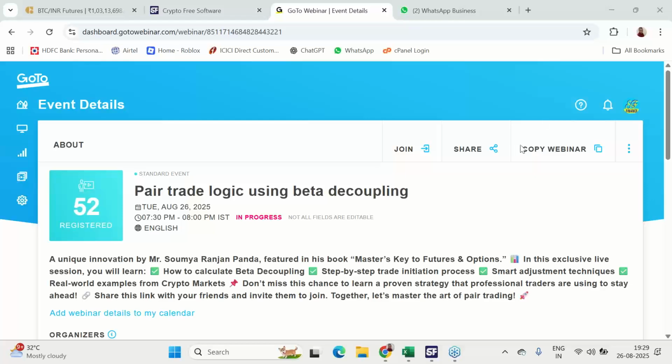So in this particular presentation, live webinar, I am going to describe the pair trade logic using the beta decoupling method. So we will go deep into the subject. What is beta decoupling, how it occurs, how it gives a trade opportunity. All those things we will be discussing step by step, and this session will be recorded. It will be shared with you.